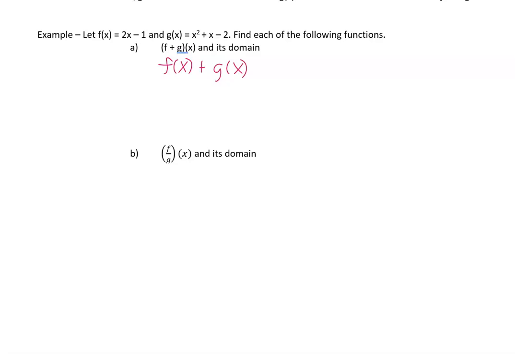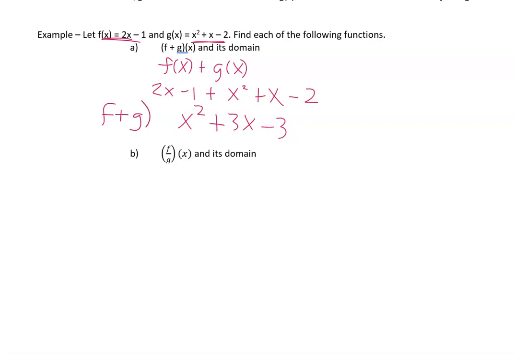We're told that f(x) is equal to 2x minus 1, so we can replace f(x) with 2x minus 1, plus we're told that g(x) is equal to x squared plus x minus 2. So we can replace g(x) with x squared plus x minus 2, and then we can combine like terms. So we end up with x squared plus 3x minus 3. So (f plus g)(x) is equal to x squared plus 3x minus 3.